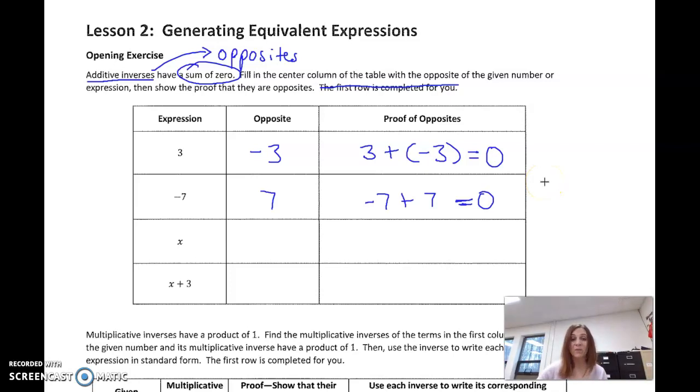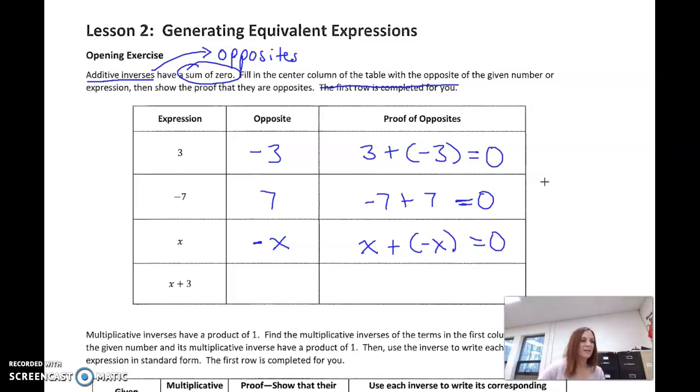The same is true even if the expression isn't an integer, isn't a number, it's a variable. Remember, that is a symbol representing a number. So the opposite of x would be negative x, because however many units away from 0 x is, it'd be the opposite direction. Now, if I add them together, guess what happens? You still get 0, okay?